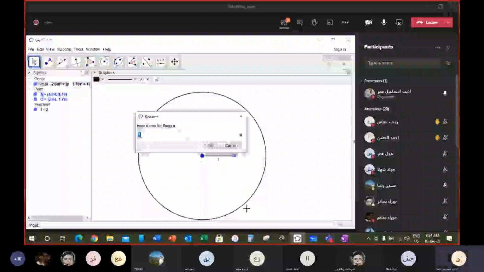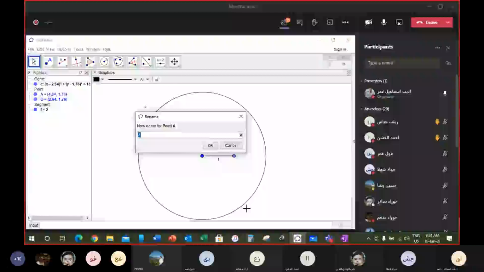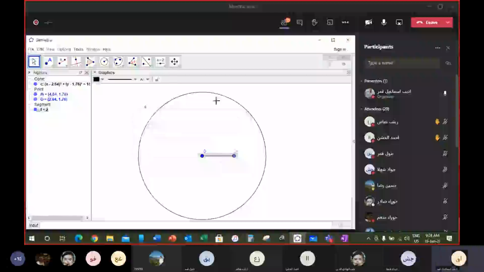How many tangents can we draw to the circle through this point M? None. No tangent can be drawn from M to the circle, because OM is less than the radius. So let's start the conclusion here. The question will be: how many tangents can we draw from a point inside the circle to the circle?